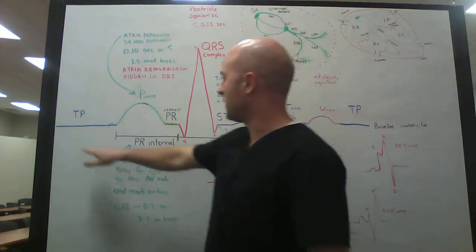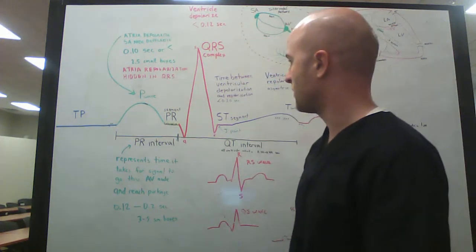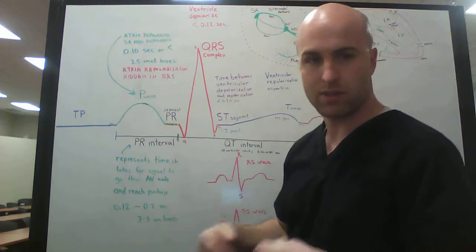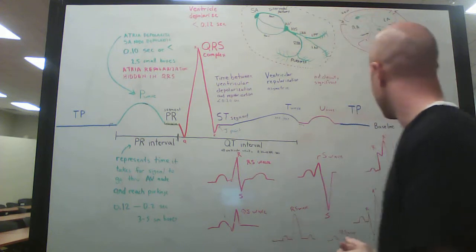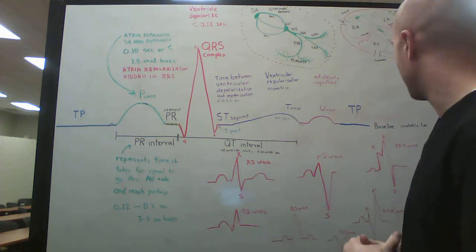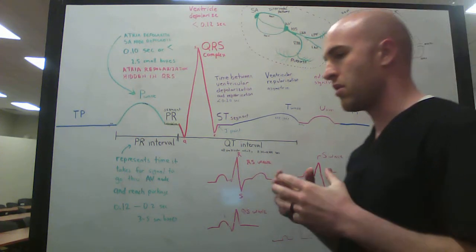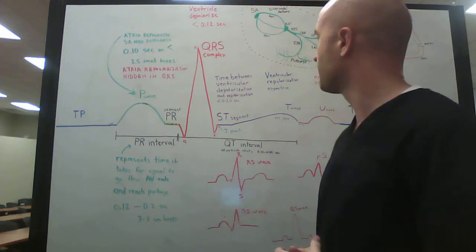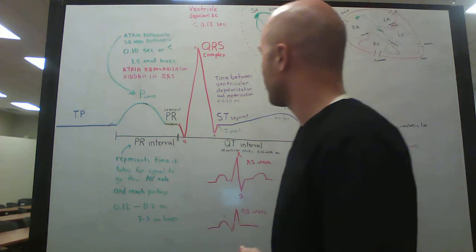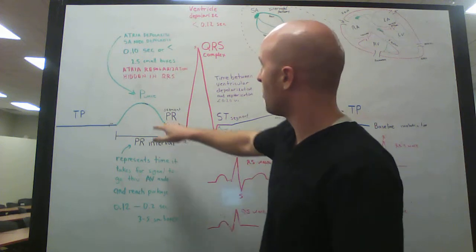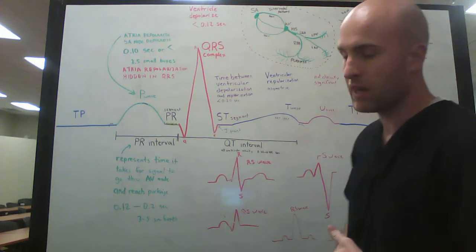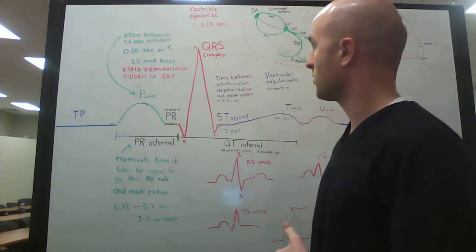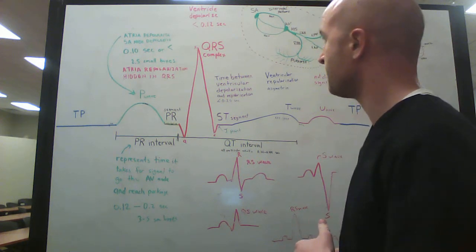So the TP segment here, of course, is the period of rest. This is when things are relaxed. So that means that we're at baseline, it's also called the isoelectric line. There is no electrical activity. The P wave is going to represent the depolarization of the atria. And sometimes that can be looked at as depolarization of the SA node.